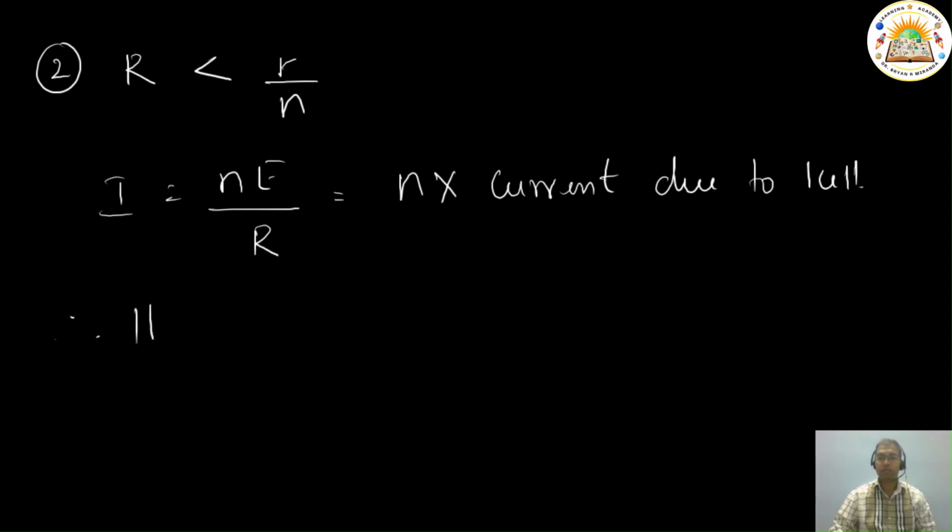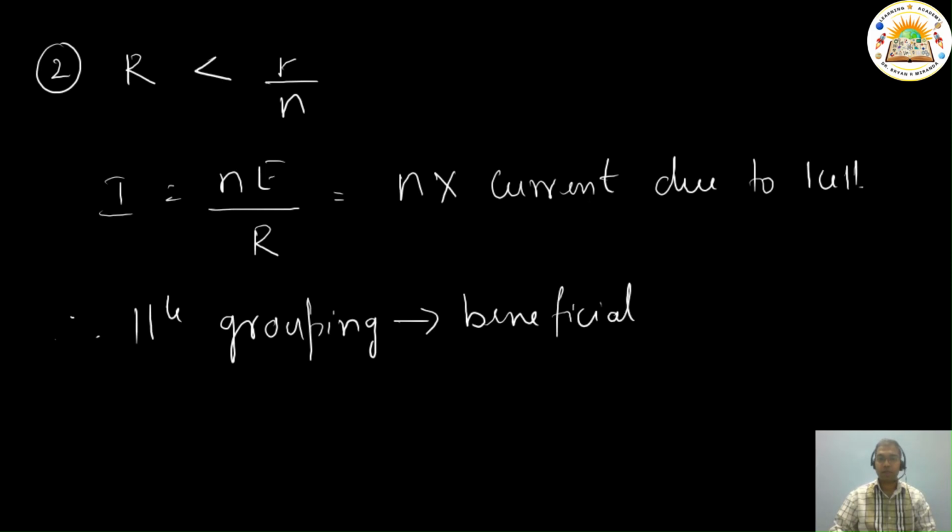So from this we can understand that the parallel grouping, or parallel arrangement of cells, is beneficial only when capital R is much less than the internal resistance that is there, which is small r by N.